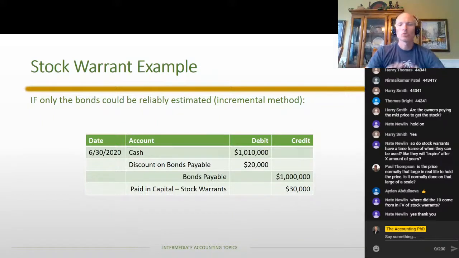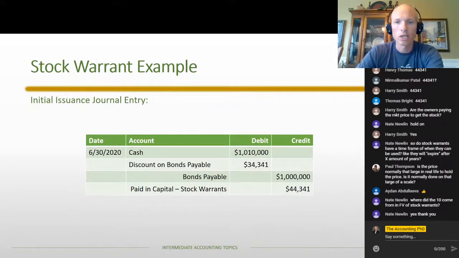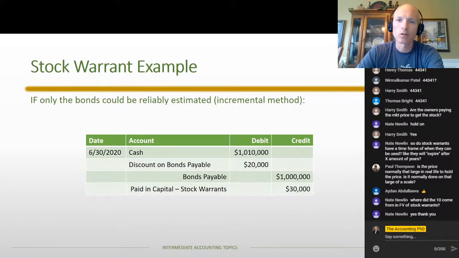Now again, I just want to be clear that one is not better than the other. It just depends on what information you have. If both pieces of information are reliable, then you'd use the proportional method, which is what we see here. If only the bond information were reliable, then this would be the journal entry. And if only the stock warrant information were reliable, it would look different still. I'm not going to go through that one, but if we had used the incremental method, the math is a heck of a lot easier, and the journal entry would have looked different.